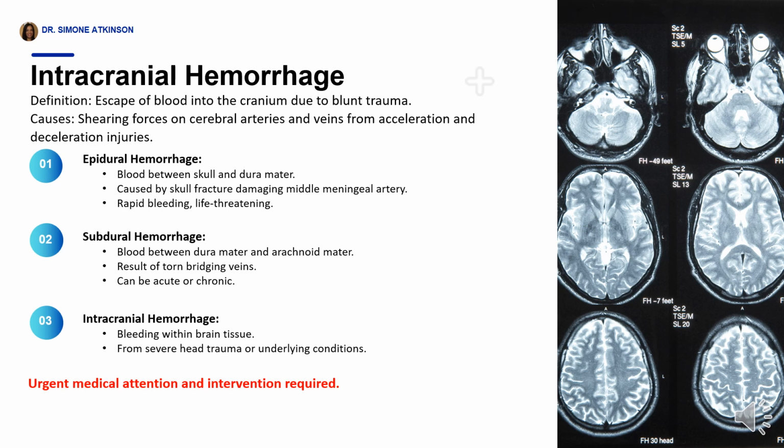Now let's discuss intracranial hemorrhage. Now this condition involves the escape of blood into the cranium, and it's typically caused by blunt trauma. The hemorrhage may lead to a gradual or a rapid decline in the neurologic status of your client. Usually intracranial hemorrhage results from some sort of trauma or the application of some sort of shearing force on the cerebral arteries as well as the veins. This is due to any type of acceleration and deceleration injury. And the bleeding can be categorized as either epidural, subdural, or intracerebral.